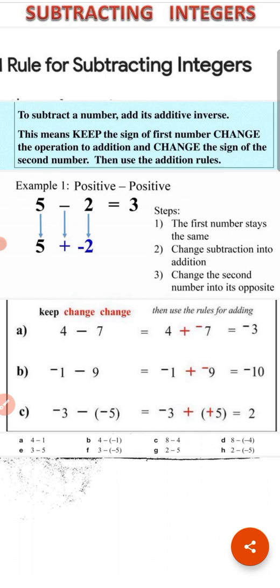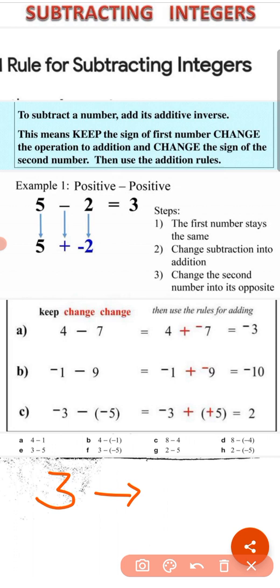Additive inverse means the additive inverse of a positive integer is a negative integer, and the additive inverse of a negative integer is its positive integer. Opposite. That is, the additive inverse of positive 3 is negative 3, and the additive inverse of negative 4 is positive 4. This is additive inverse, opposite sign. It is known as additive inverse.